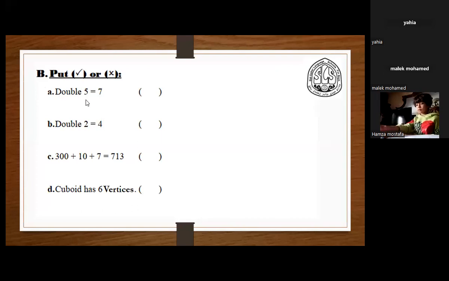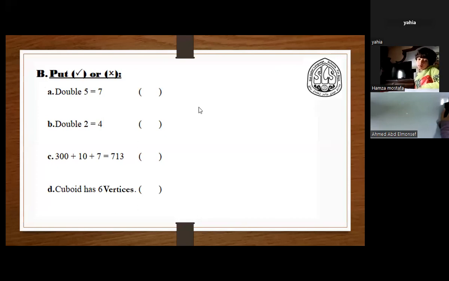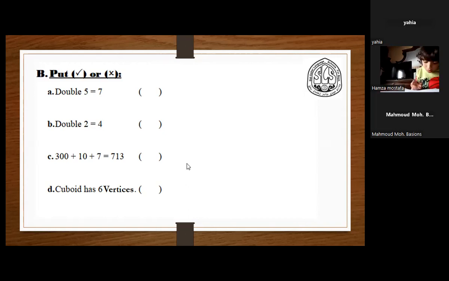Okay, Omar. Double five equals seven? Wrong. Double five equals what? Miss, can I add? Okay, Omar. Double five equals what? Ten. Equals 10. Equals 7? No. So this will be wrong. Wrong. Excellent, Omar. Will be wrong.